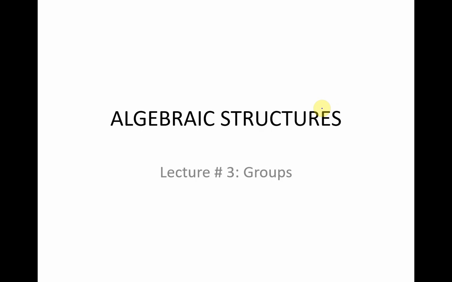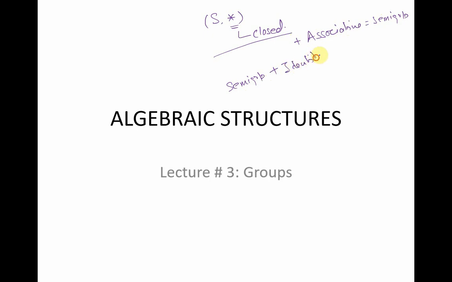As you remember, an algebraic structure is a non-empty set S along with a binary operation. Now the binary operation needs to be closed. If along with this it also satisfies the associative property, then it becomes a semigroup. And if a semigroup also has the identity element, then it becomes a monoid.